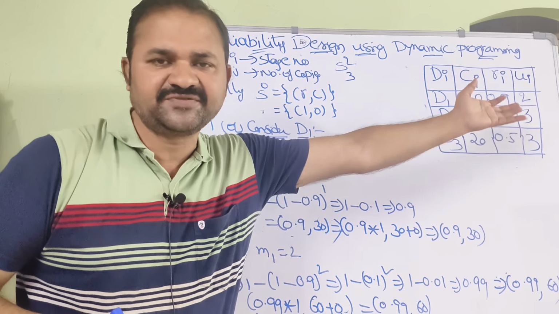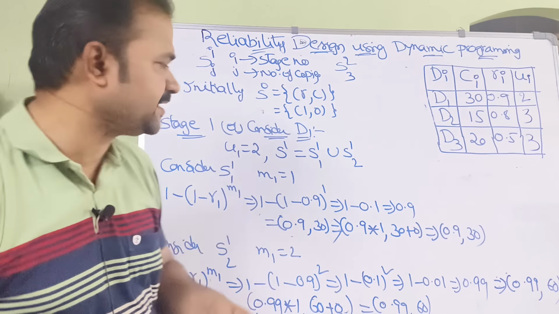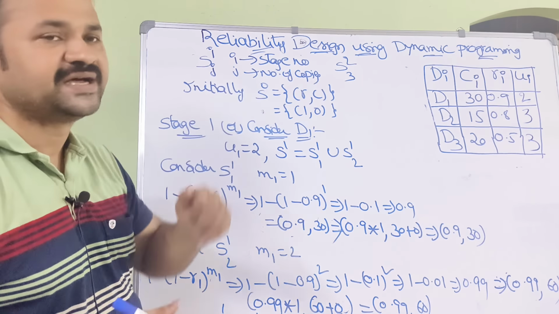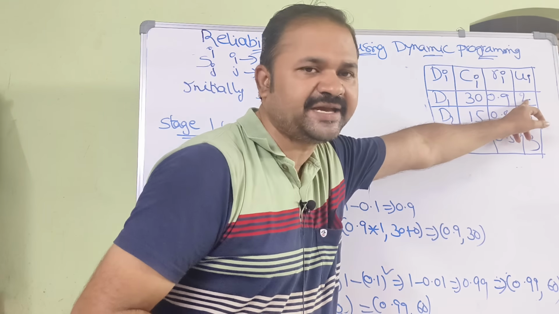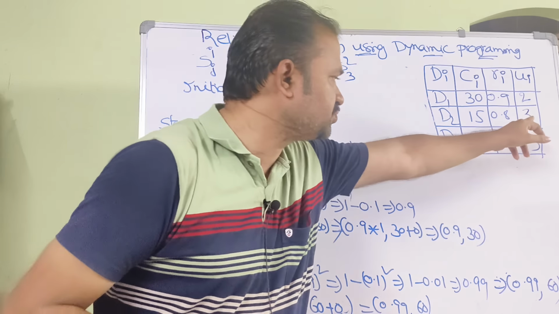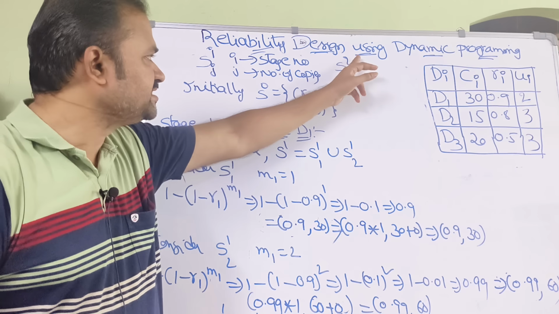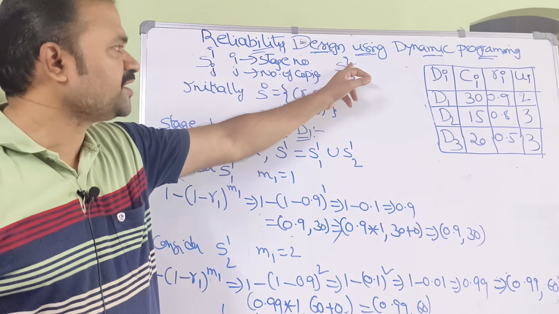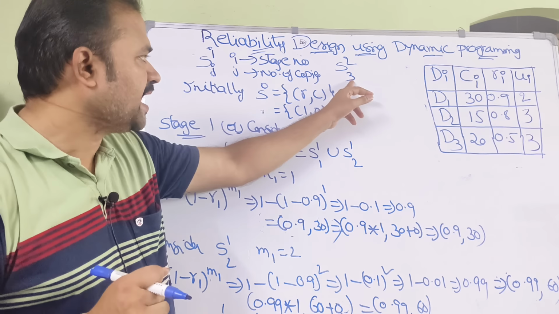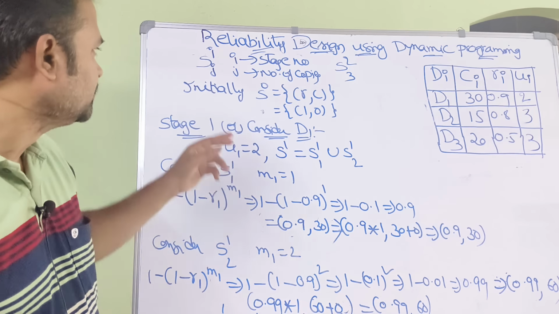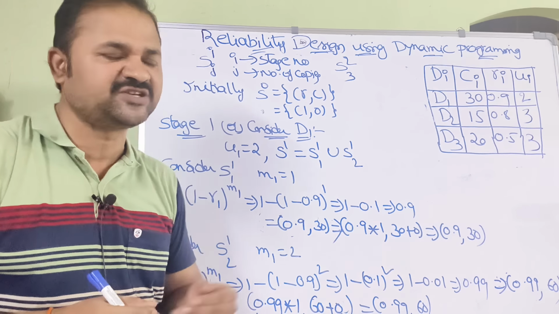Stage 1 means device 1. Stage 2 means device 2. Stage 3 means device 3. Here j represents number of copies. So in stage 1 maximum we can maintain 2 copies. In stage 2 maximum we can have 3 copies. Likewise, if we consider S power 2 3, it means stage 2, that means device 2, and we have 3 copies. So initially we have to consider S power 0.